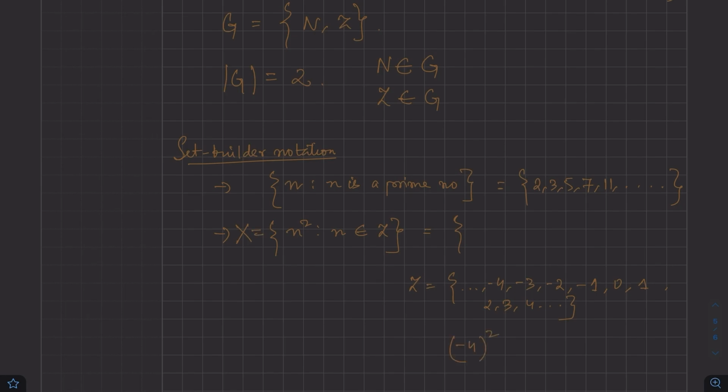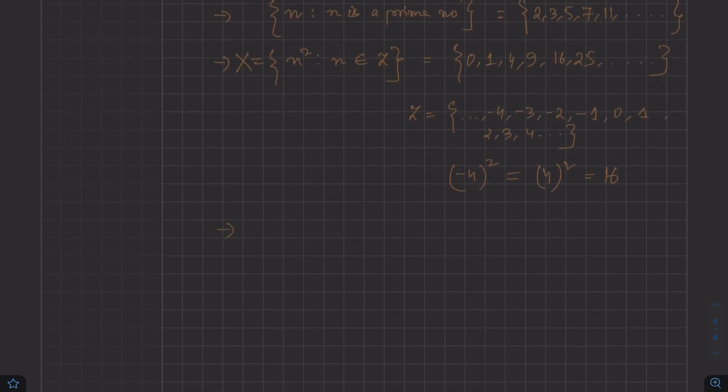Now keep in mind that the square of minus 4 is exactly equal to the square of 4. So both of these would result in the same number, 16. And in a set, we can only have that once. Hence, the solution would be the squares of all integers, which is 0, 1, 4, 9, 16, 25, and so on.